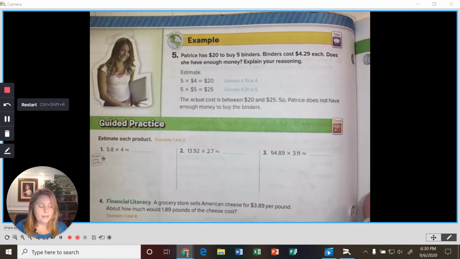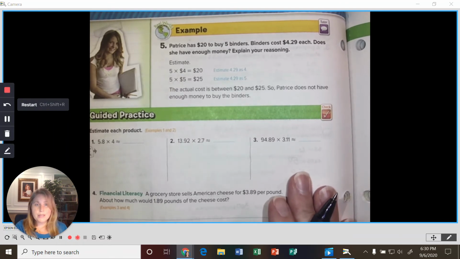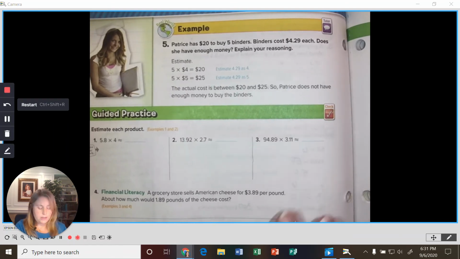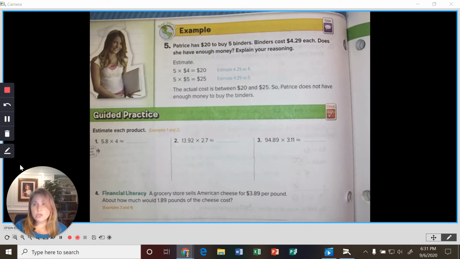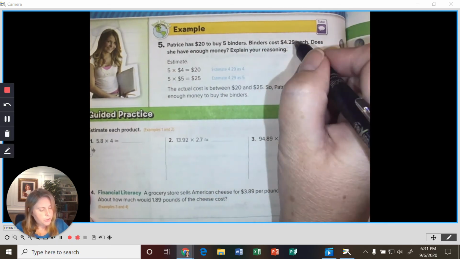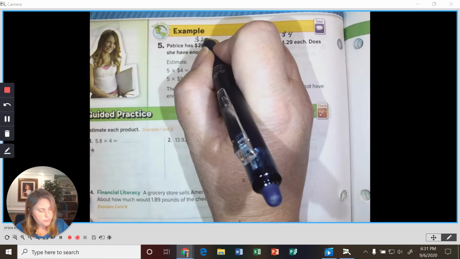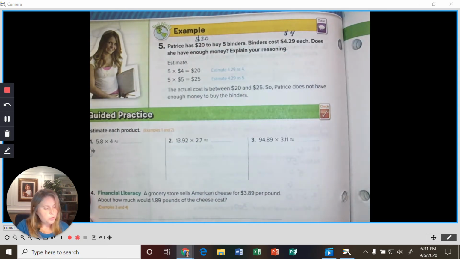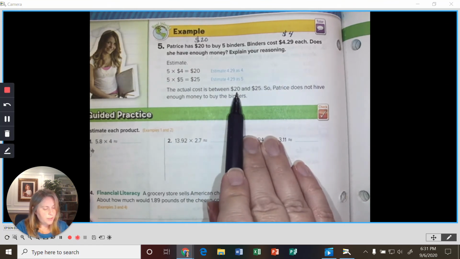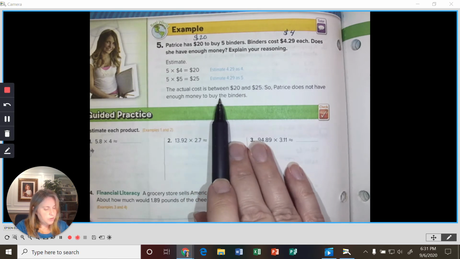Okay, example 5. Patrice has $20 to buy 5 binders. Binders cost $4.29 each. Does she have enough money? And explain your reasoning. So we would estimate about $4 per binder. And she has $20. So the actual cost is between $20 and $25. So she actually won't have enough to buy the binder.